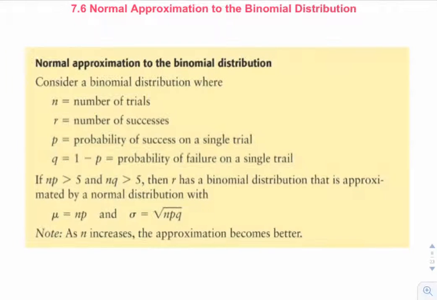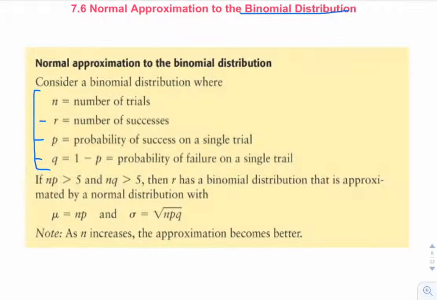Now we want to look at, if we have a binomial distribution, when are we allowed to make a normal approximation of it, and how to. So let's remind ourselves: a binomial distribution is n number of independent, identical trials. R is the number of successes. P is the probability of success on a single trial. And the probability of failure is its complement, 1 minus P, which we label Q. So that's a binomial distribution; it has these properties regardless.